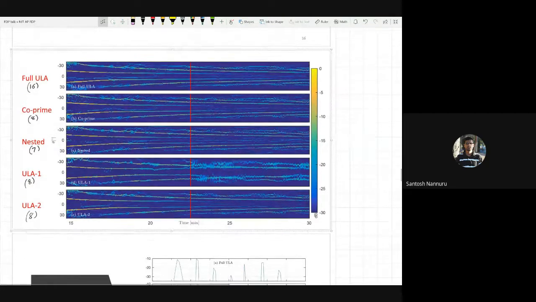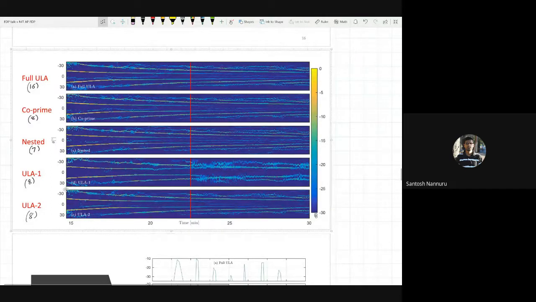So what we want to see is, can I reduce this 16 to 8 or a fewer number of sensors while still retaining the performance of the full array. So that's what we're investigating.